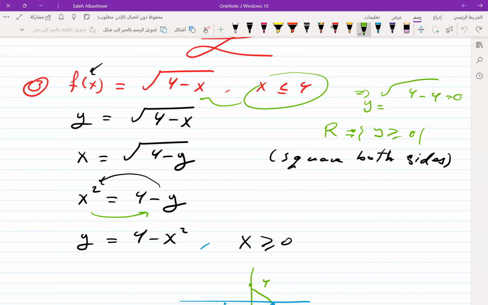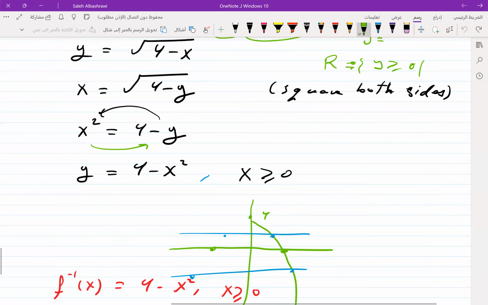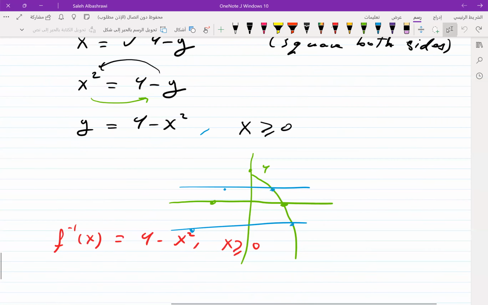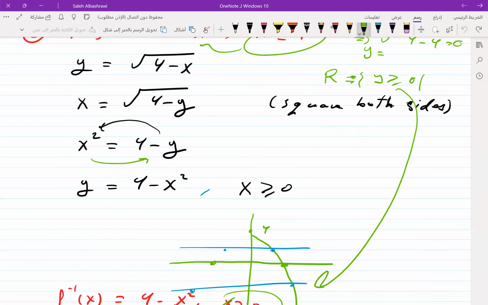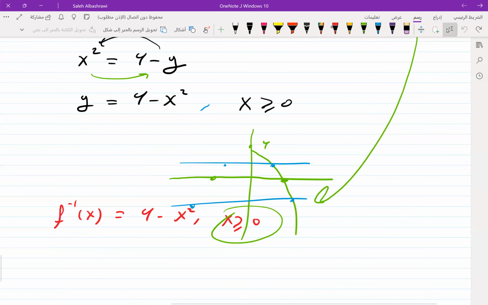So now if we reverse the domain and the range, we will see that the domain for the inverse function will be x greater than or equal to 0. It is the same as the range of the original function. And that's why we have to put this condition. The inverse function is equal to 4 minus x squared, where x is greater than or equal to 0.